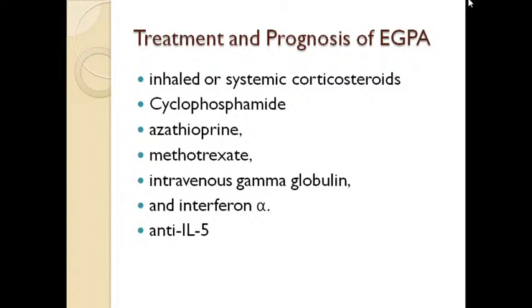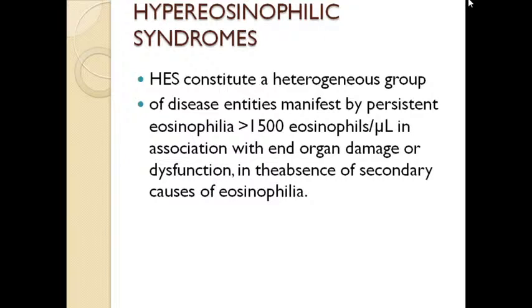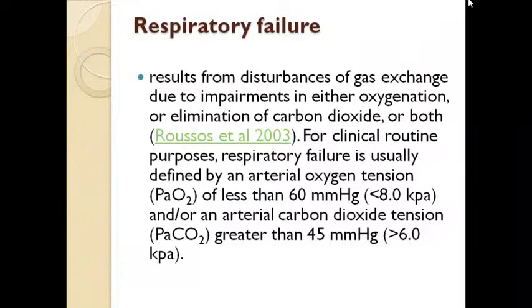Treatment: inhaled corticosteroids, cyclophosphamide, azathioprine, methotrexate, intravenous gamma globulin, interferon alpha, anti-IgE antibodies. Hypereosinophilic syndrome constitutes a heterogeneous group of diseases. It manifests by persistent eosinophilia, more than 1,500 eosinophils per microliter, associated with end organ damage or dysfunction, and the exclusion of secondary causes of eosinophilia.